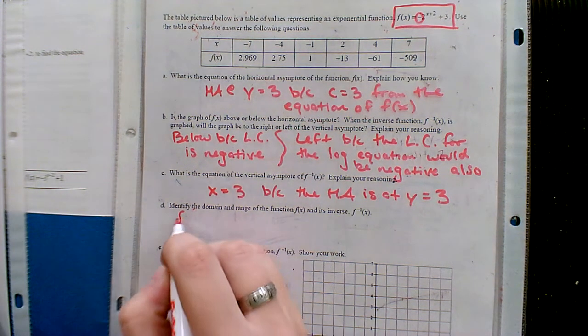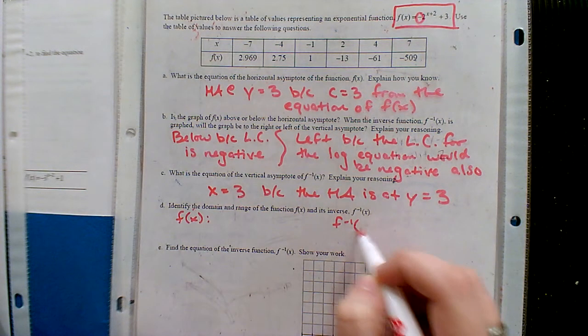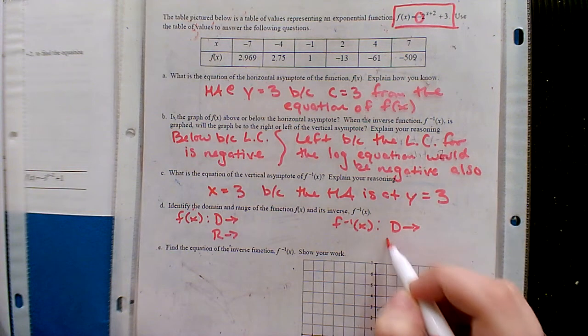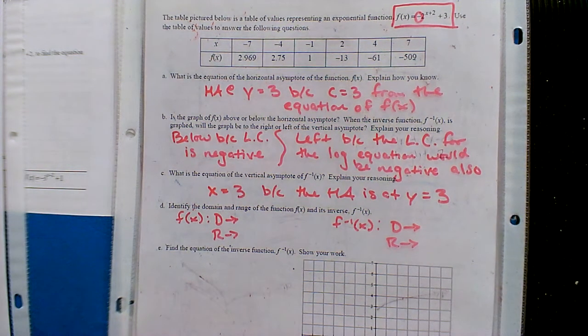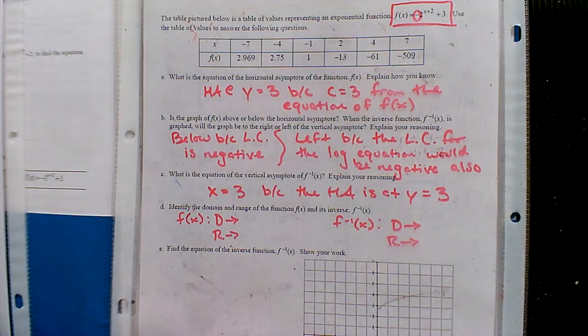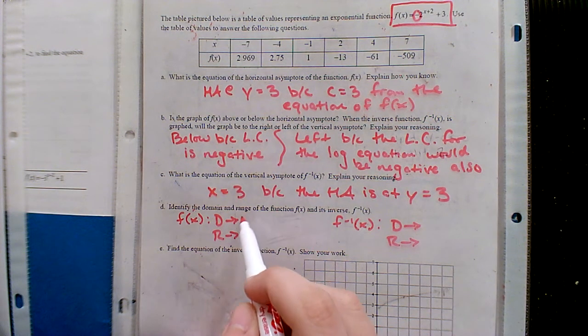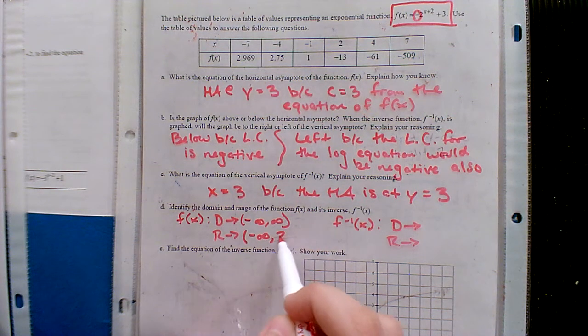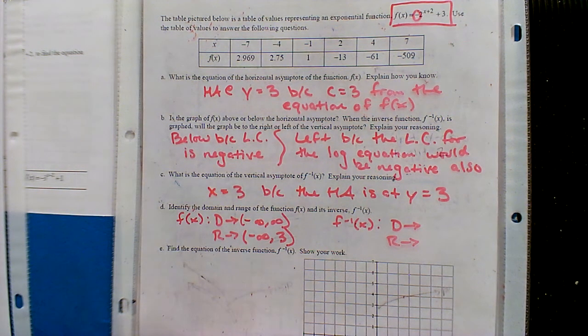We're on a roll. All right, domain and range for f of x, which was the exponential, and then the inverse, which would be the log. How about the domain of an exponential? Good, Marie? Perfect. Negative infinity to 3. Perfect. We said we are below that asymptote, so we go all the way down towards negative infinity, and then we stop at that asymptote of 3. Perfect. So domain and range for the exponential are wonderful.